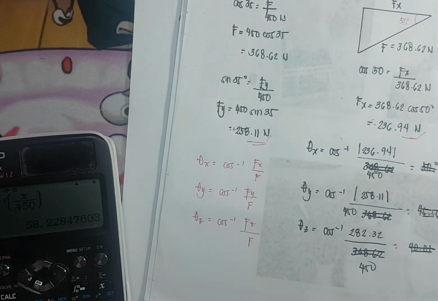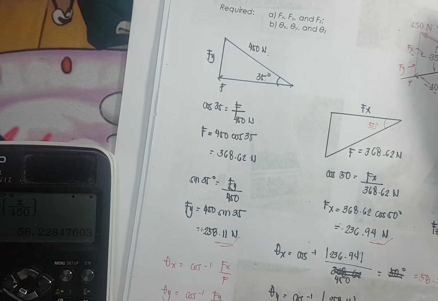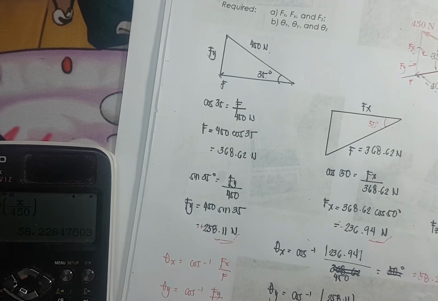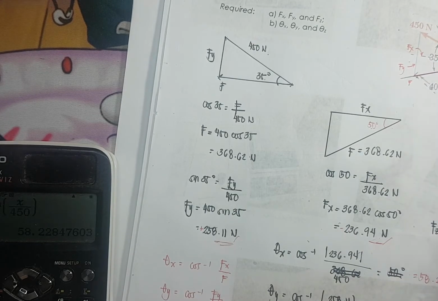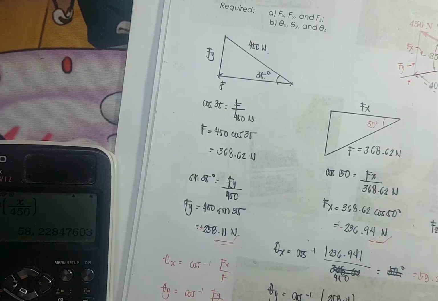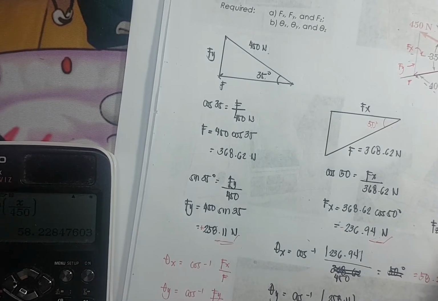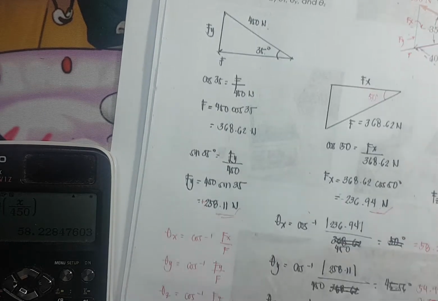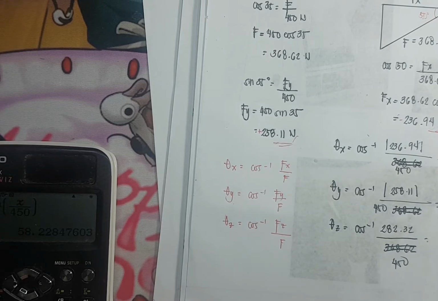Because if we are to observe here, the angle here, take note, this is also a right triangle. Okay? The angle here is 90, so 90 minus 35 is equivalent to 55 degrees. So that is theta z. By observation, the angle here, which is theta z, is 55 degrees. So tama na yung angle natin dito is 55 degrees. That's why nasabi natin kanina na may mali.